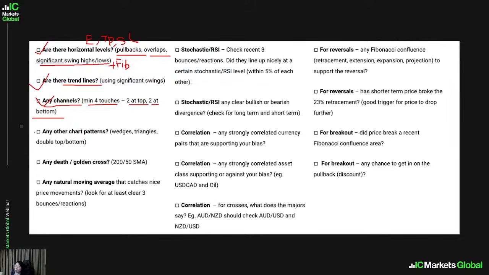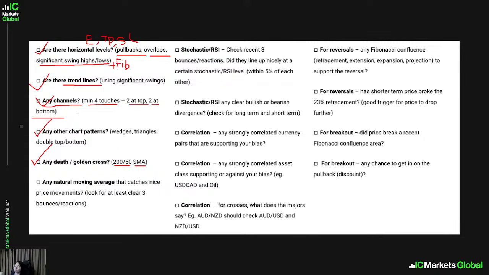Other than that, I will ask myself, are there any chart patterns? Are there any golden or death crosses? For golden or death crosses, you can use an SMA or EMA, either one. I like to use the EMA when I do use it. Sometimes I use the SMA because I forget, but I think the EMA is more current with the data it's showing. You can change the settings to 200 and 50. If the 50 is below the 200, price is showing bearishness. If the 50 is above the 200, price is showing bullishness.